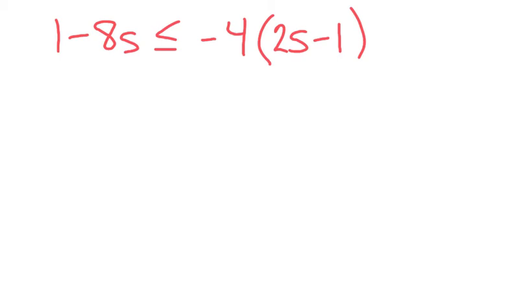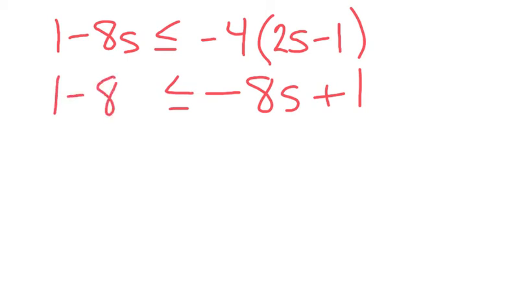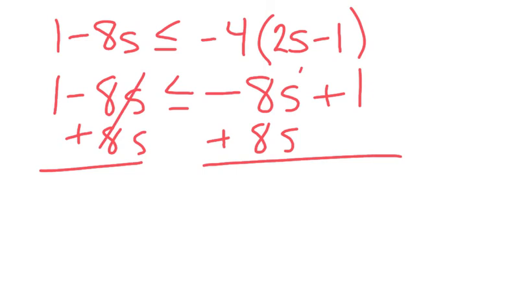Okay, next problem. First thing I have to do is distribute on the right-hand side. So negative 4 times 2s is negative 8s, and negative 4 times negative 1 is plus 1. Then you write everything else down. Now I want to get my s's together on the same side. So plus 8s plus 8s. Those cancel, those cancel. So 1 is less than or equal to 1. Is that true? Yes, it's always true.